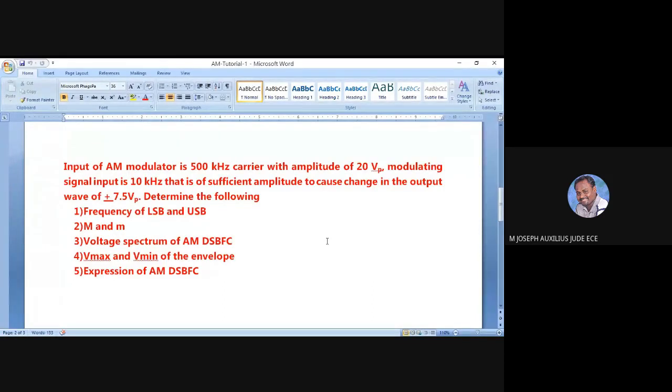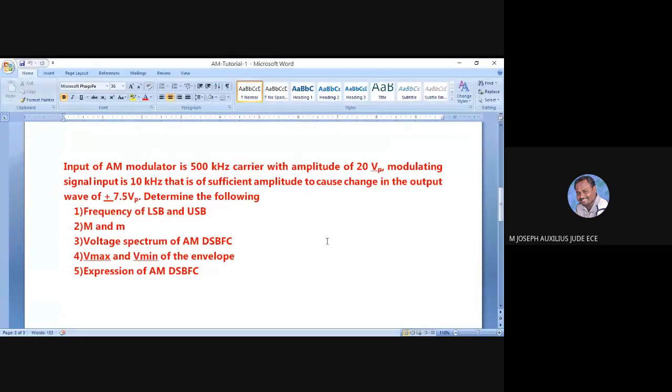Okay. So this is the input of an AM modulator. In this problem, you are feeding an input to an AM modulator. The carrier frequency of the AM carrier is 500 kilohertz, and its amplitude is 20 V peak to peak. The message signal frequency is 10 kilohertz, and it makes a sufficient amplitude, that is, variation in the output of plus or minus 7.5 V peak to peak. So you are asked the following.